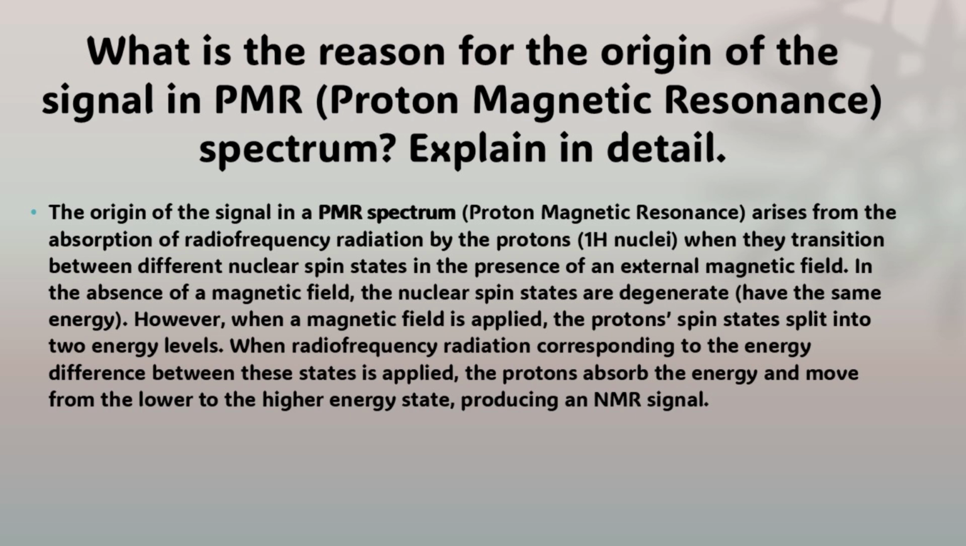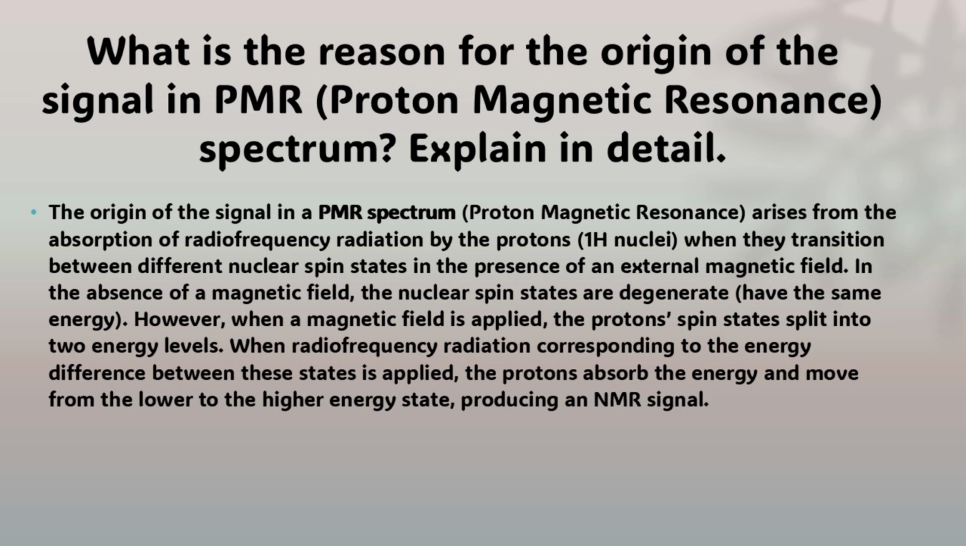The next question is question number 21. What is the reason for the origin of the signal in PMR spectrum, proton magnetic resonance spectrum? Explain in detail. The answer to this question is, the origin of the signal in PMR spectrum can be explained as follows. The signal arises from the absorption of radiofrequency radiation by the protons, 1H nuclei, when they undergo transition between different nuclear spin states in the presence of an external magnetic field.